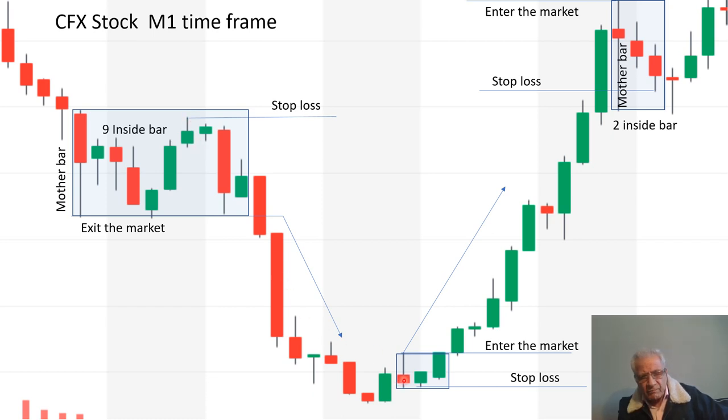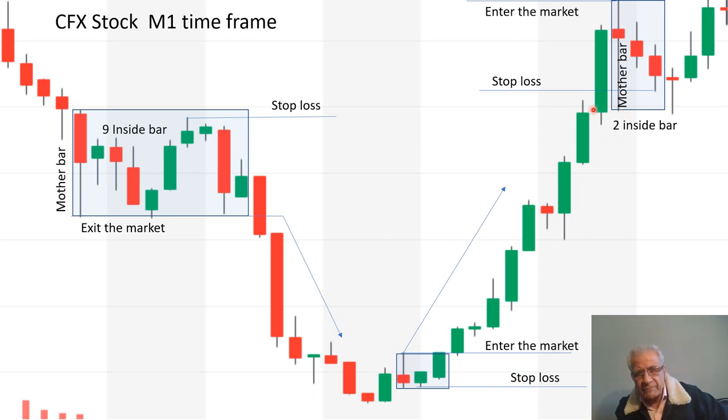In this situation, the trend is going to go upward. So you enter the market at the high of the mother bar, and you put your stop loss at the low of the inside bar. So this is the low of inside bar. Now, how do we enter the market? As soon as you see the price break the high of the mother bar. So you see that the price broke already. So you enter the market here and you put your stop loss here.